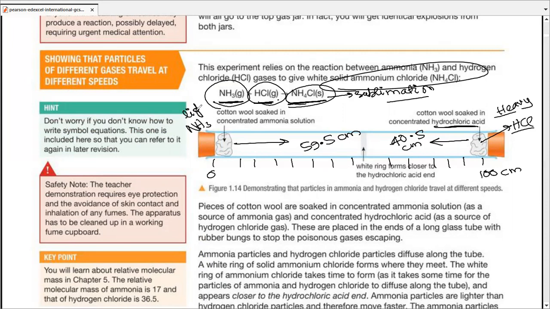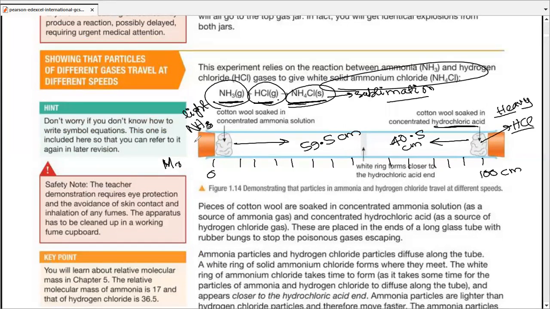Do you know why ammonia is lighter and hydrogen chloride is a heavier gas? This has everything to do with the moles chapter. Have you studied it enough to understand the reason? It has nothing to do with diffusion over here. Are you able to calculate their molar masses, Mr, from the periodic table?